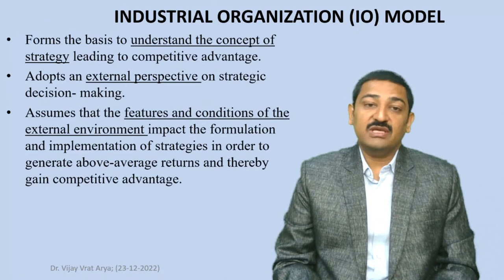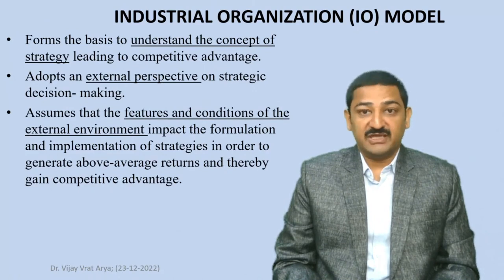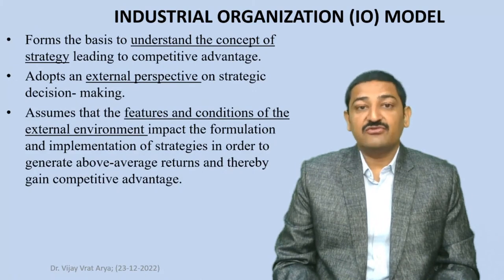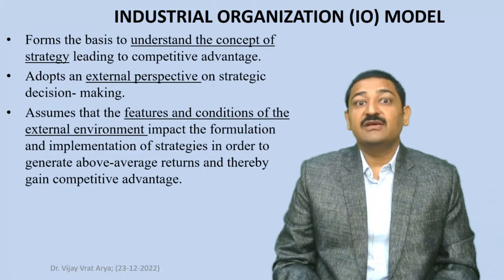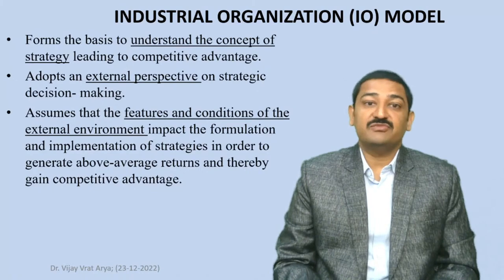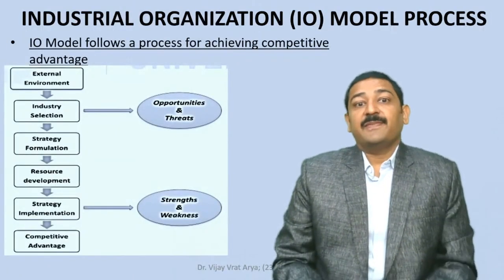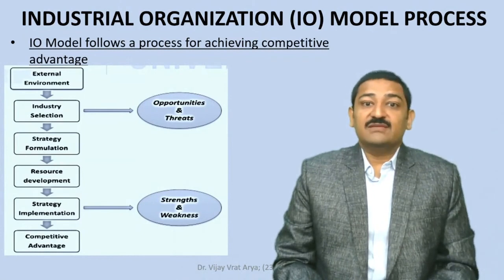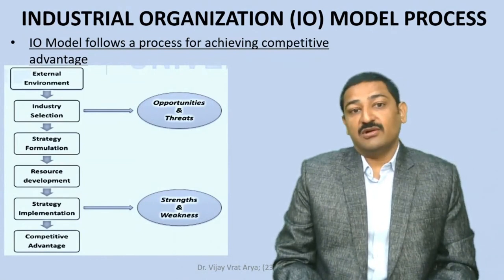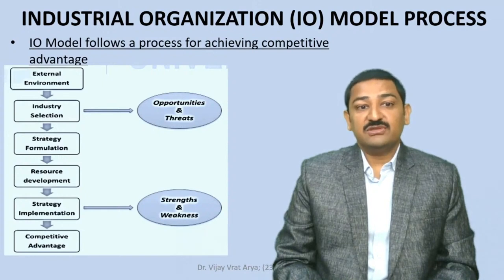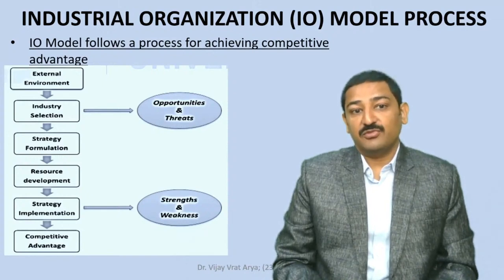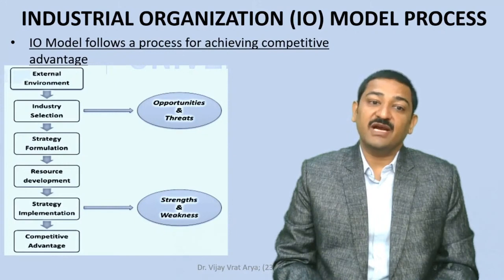So we need to think from this IO model perspective, wherein an average return is not sufficient. We need to think beyond it. And from this perspective, the competitive advantage or the rival's position also needs to be considered under this model too. If we refer to this model in terms of the processes involved, then it involves a kind of process for achieving competitive advantage.